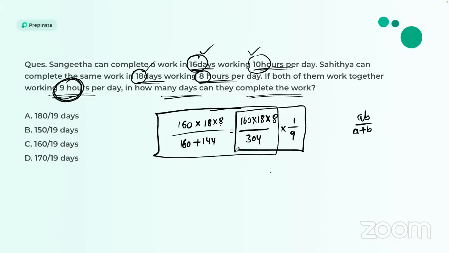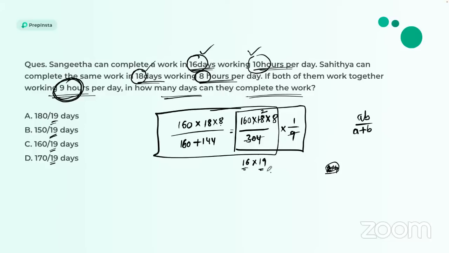In order to get the only days, you have to divide by the total number of hours. So 9 will cancel this 2 times. If you observe, guys, the denominator is always 19, right? So let's verify how 19 will cancel this. 19 will cancel this one time. Remainder is 114, so it will cancel 6 times. So the denominator 304 is nothing but 16 times 19.